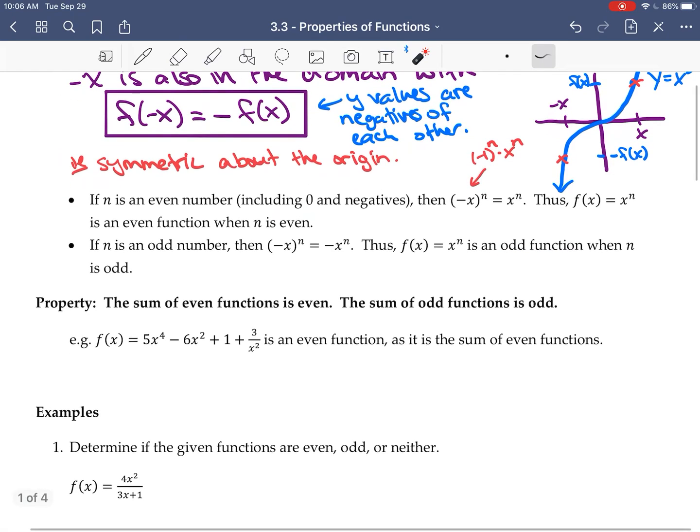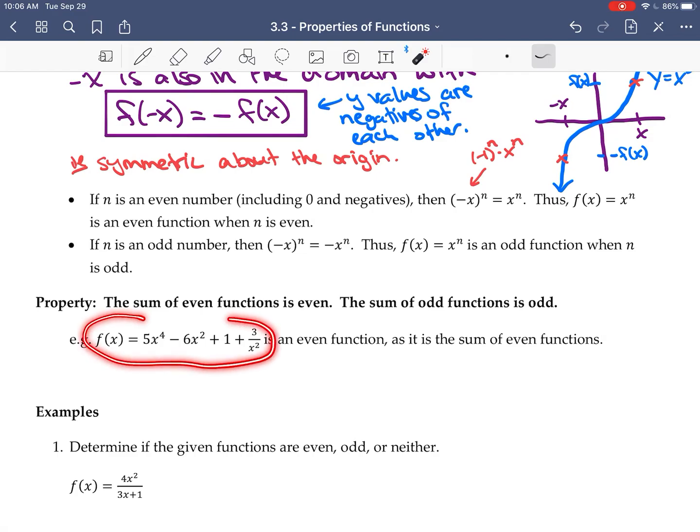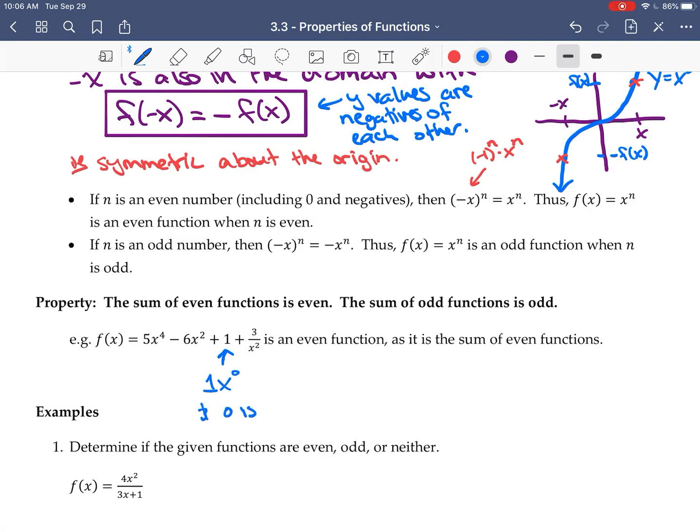So for example, this function here is going to be an even function because all the terms are even powers. Just to point out, this 1 is actually 1 times x to the 0, and 0 is an even number, so that is also an even function. So the sum or difference of even functions is also an even function. Similarly, the sum or difference of odd functions is also an odd function.